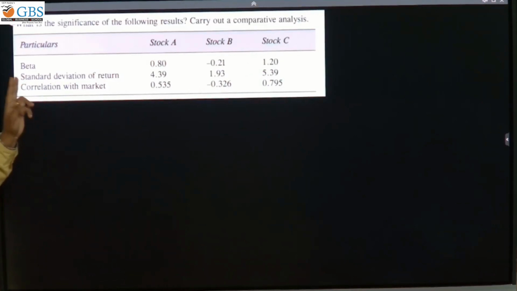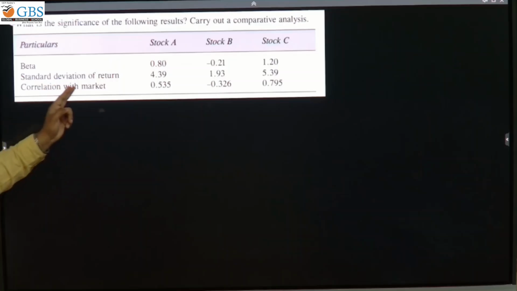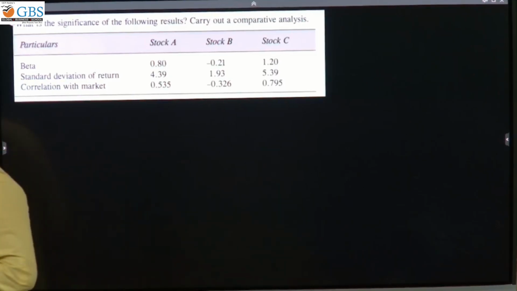On the basis of beta, stock A is better; on standard deviation, stock B; and then correlation with market. Any doubt? Understood? You should write down in your own words. Okay, later you can write it down.